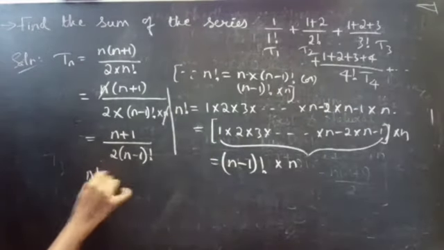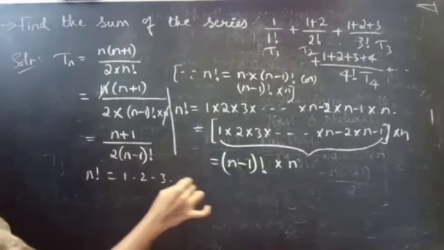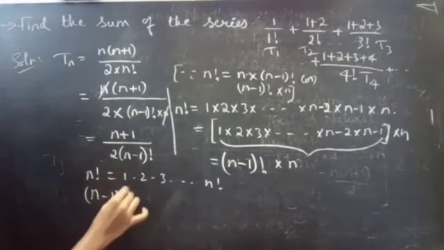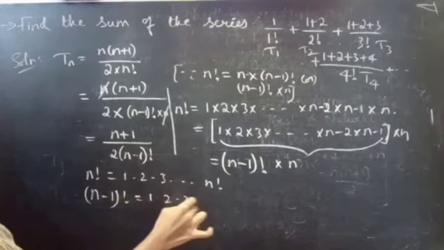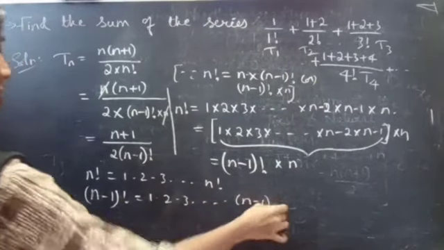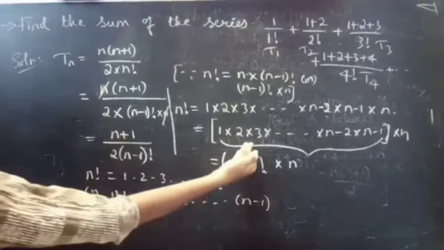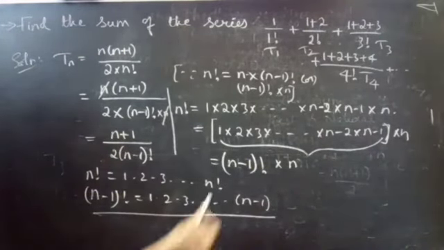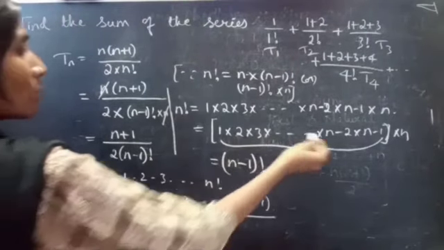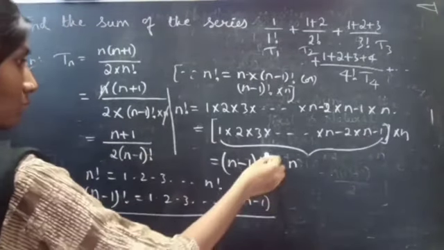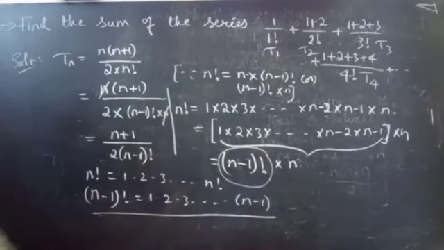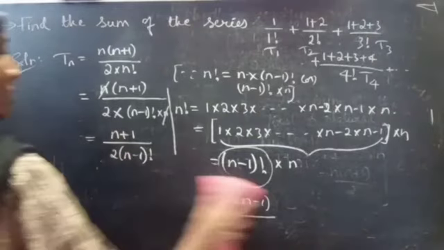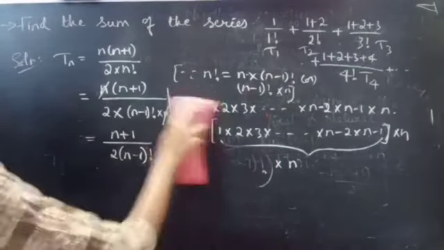See, if n factorial can be written as 1 into 2 into so on into n, then what could n minus 1 factorial be? Obviously 1 into 2 into 3 into so on into n minus 1, right? Using this, you have written 1 into 2 into 3 into so on into n minus 1 as n minus 1 factorial. We are just using the n factorial formula.